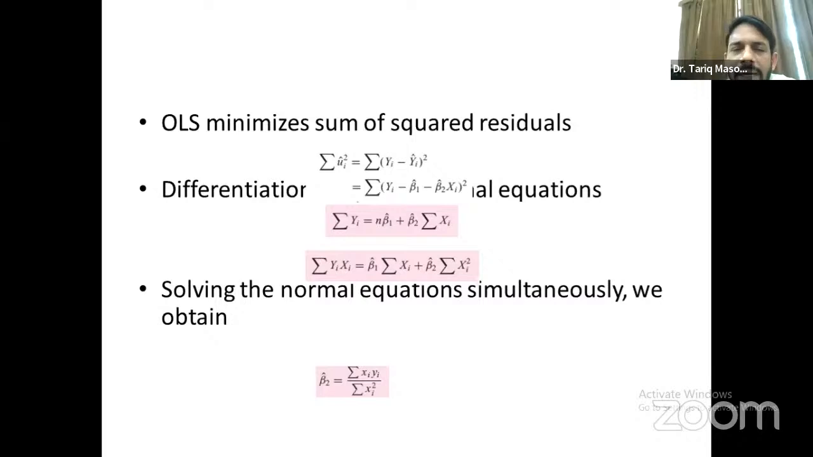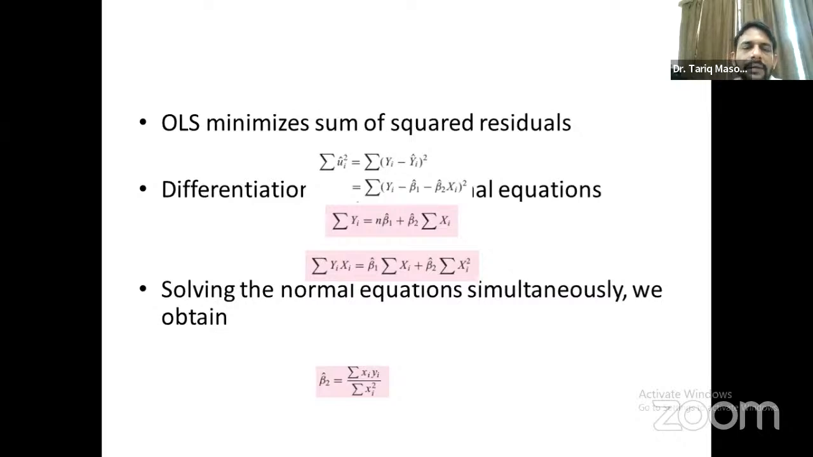So by using that logic, we can differentiate this summation of ui cap square with respect to beta 1 and beta 2. After differentiation, once you equate those partial derivatives to 0, you get two equations, because we are taking two partial derivatives, one with respect to beta 1 and one with respect to beta 2. So we are getting two equations, and these equations are known as normal equations.